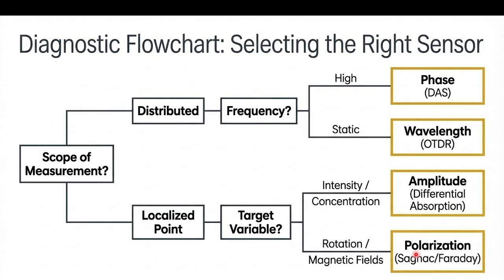So first thing is the scope of measurement. If it is distributed, then is it a frequency or not? If it is frequency based, then is it high or static, which one is your choice? If it is high, then you need to go for phase based, and if the frequency is static, then wavelength OTDR is the perfect choice for this.